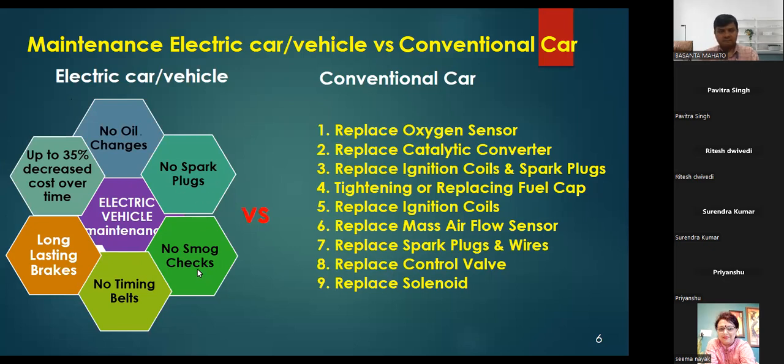But in case of the electric vehicles, there is no need of oil changes, no need of spark plug, no need of smoke check, and no timing belt, long lasting brakes, and up to 35% decrease in cost over time, as compared to the traditional engine or vehicle. This is preferred because in the traditional vehicles, a number of elements are involved. So finally, we will prefer the electric vehicle to reduce the maintenance cost.